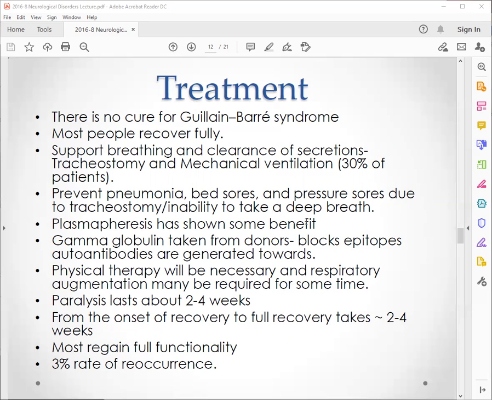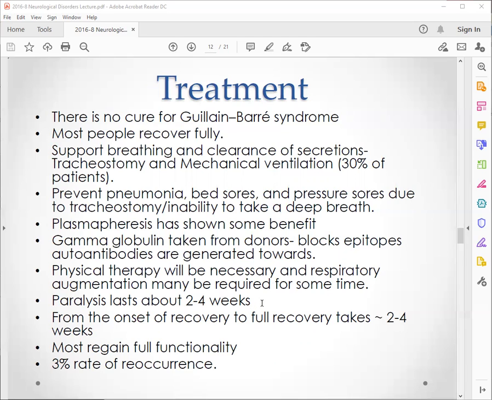Plasmapheresis has been shown to have some benefit. Also, gamma globulin taken from donors oftentimes blocks epitopes, and autoantibodies are generated towards the Guillain-Barré antibodies. Physical therapy will be necessary and respiratory augmentation may be required for some time.